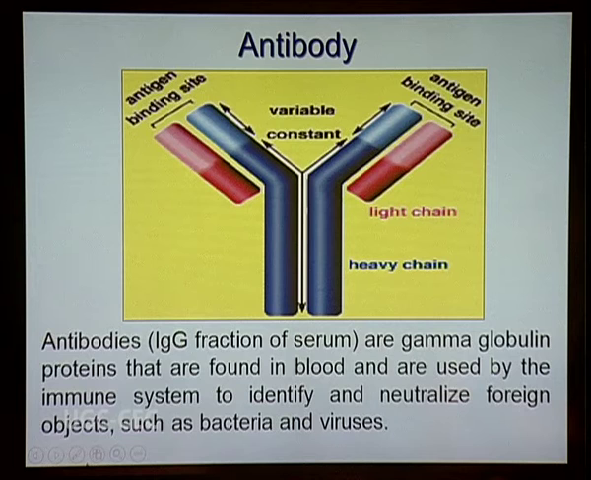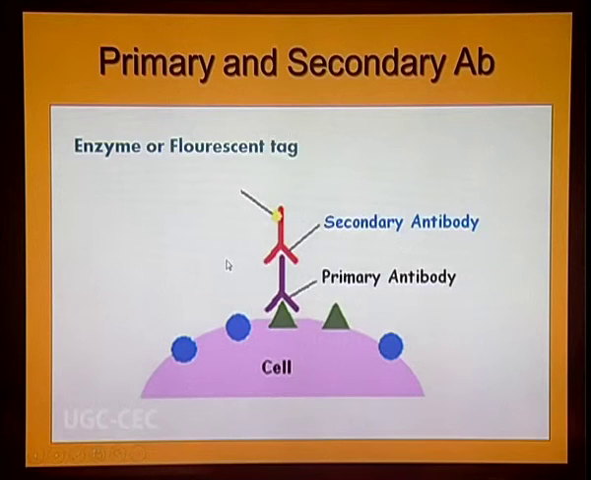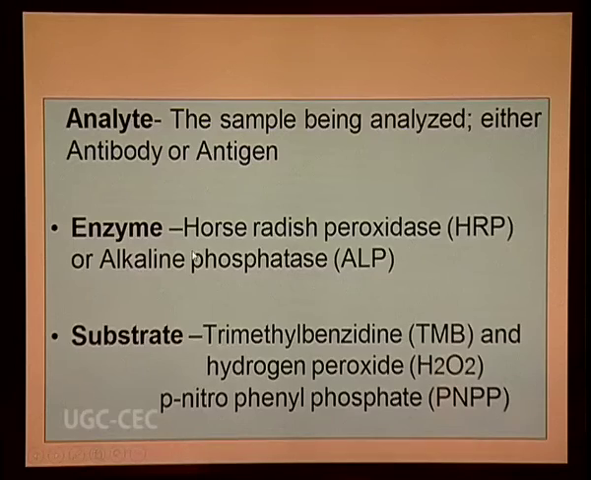Now the antibody which binds to an antigen is called a primary antibody in immunoassays, and an antibody which binds to the Fc region of a primary antibody is called a secondary antibody. An enzyme or fluorescent dye is tagged with the Fc region of a secondary antibody. Normally, horseradish peroxidase is the enzyme of choice, and its specific substrates are trimethylbenzidine and hydrogen peroxide.